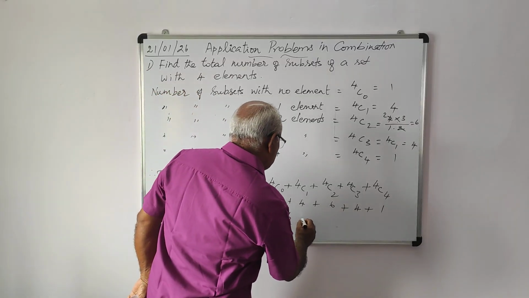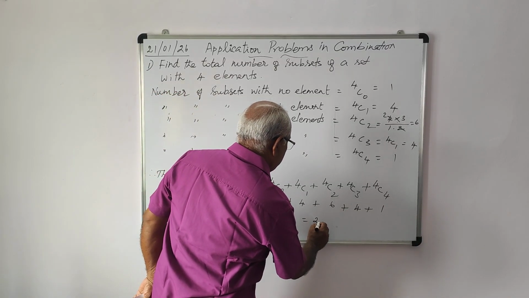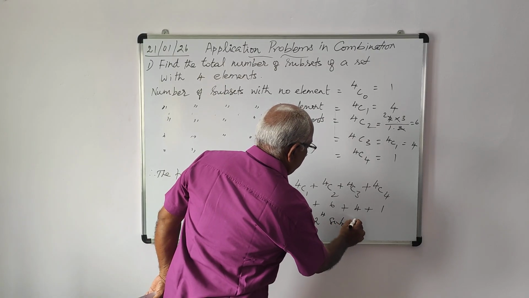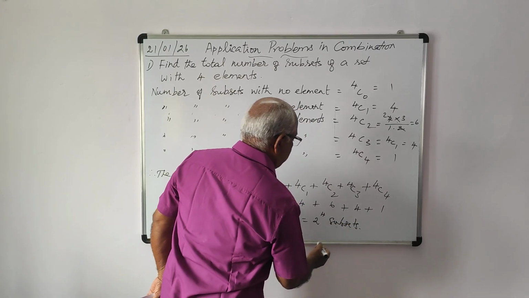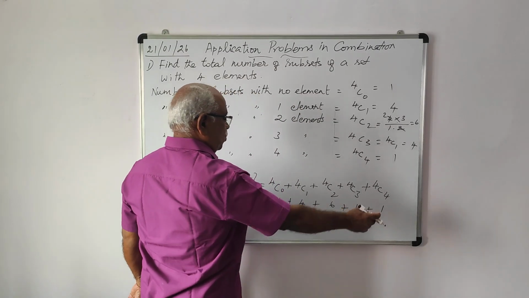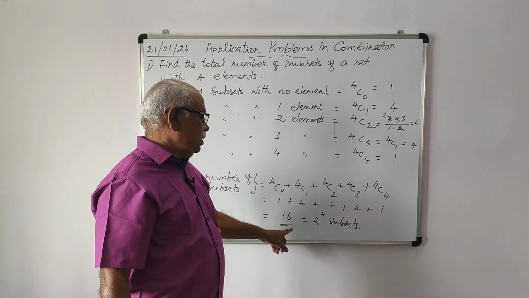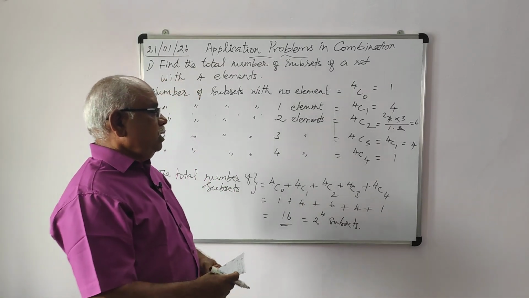And this is expressed in our set language. The total number of subsets of a set with 4 elements is 2 power 4 subsets. This is an idea we have studied already. So 16 is nothing but 2 power 4.